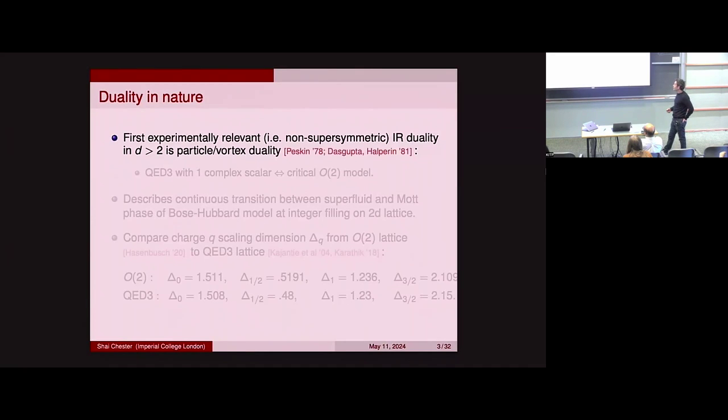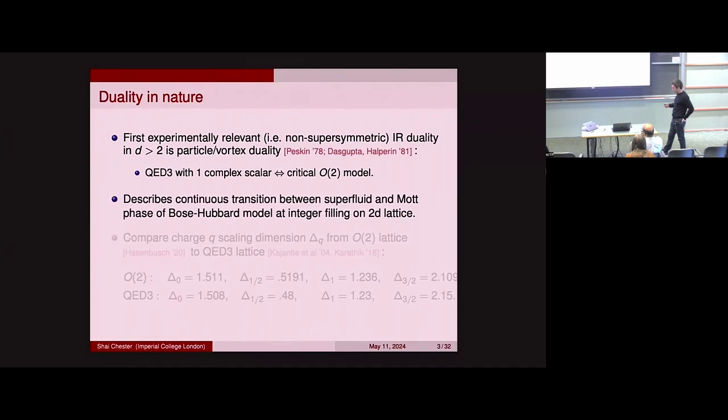For dualities that can apply to systems in the lab, the first experimentally relevant system was proposed many years ago in the 70s by Peskin and then Dasgupta and Halperin. This is called particle-vertex duality. In the modern language, this duality says that if you have quantum electrodynamics in 2+1 dimensions with one complex scalar, what's called the Abelian-Higgs model, then this is supposed to be dual in the IR to the critical O(2) Wilson-Fisher fixed point. The application experimentally is that this describes continuous phase transitions between a superfluid and Mott phase of the Bose-Hubbard model at integer filling on a 2D lattice.